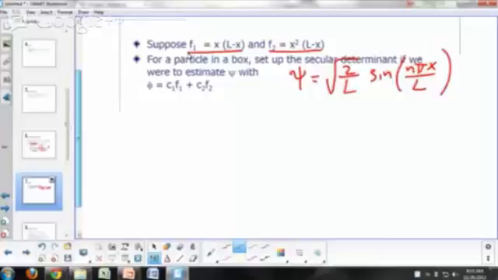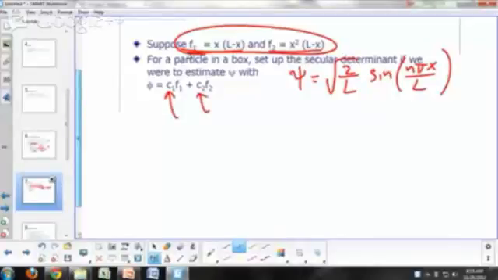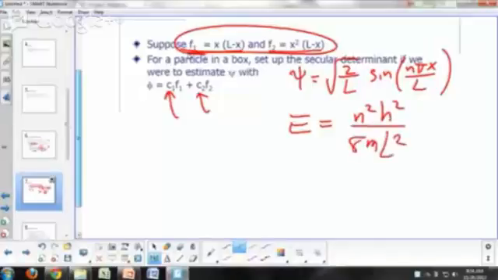But let's pretend we don't know that. Okay, so let's try to approximate it using these two functions right here, a linear combination of F1 and F2. So what would be the best values to use for C1 and C2 so that you can get as close as possible to the correct ground state energy? What was the ground state energy, remember? It's just n squared, n is 1, right, for the ground state. So it's n squared h squared over 8mL squared.